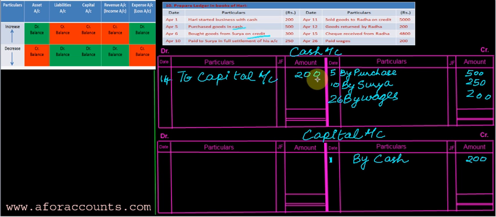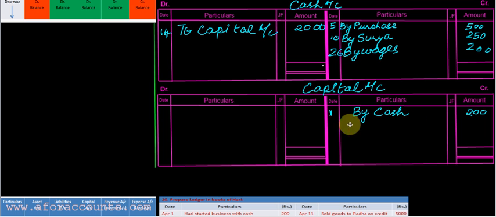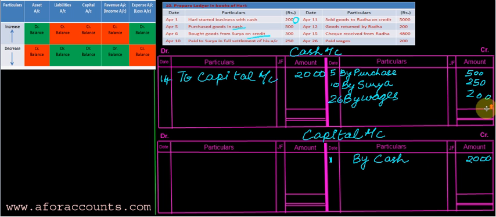Now we have to balance our ledgers. Actually, there is a mistake in the question. Hari started his business with cash of 2000. Please make it 2000 here. I will just put a fast entry in the capital also, that it is 2000. Okay. Now let's continue. The total.